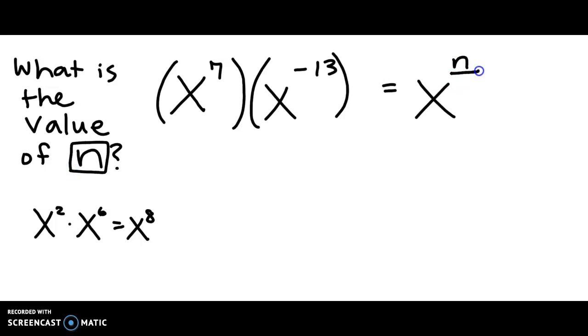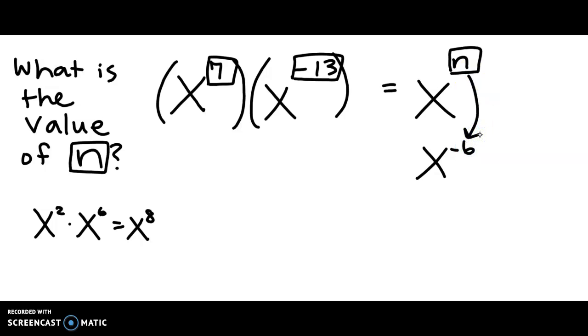So we want to find out what the exponent is going to be when we finish. So what did I say we need to do with the exponents? We need to add them together. So 7 plus negative 13 is negative 6. So that means that this n is negative 6. Okay? So the value of n is negative 6.